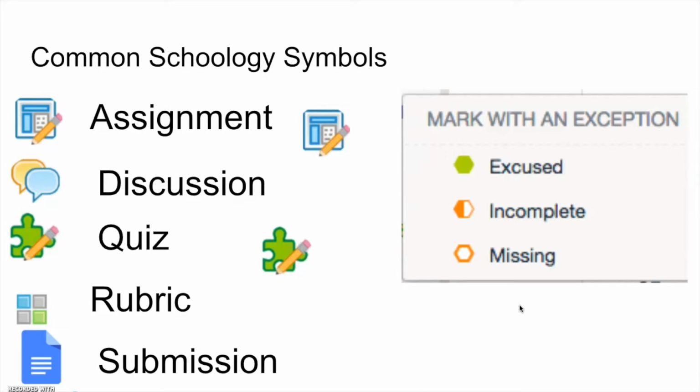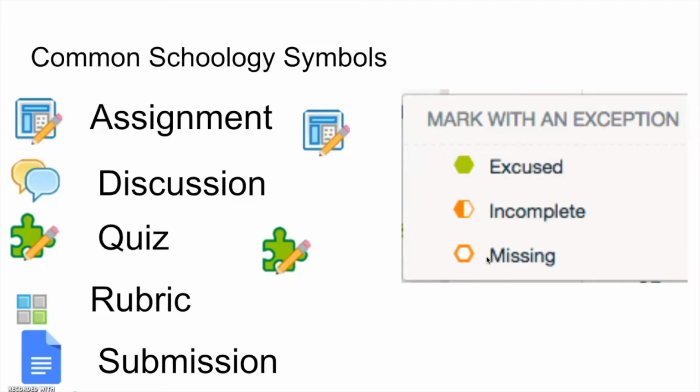Before we start, I want to go over a few icons that you might see when you log into your parent page or when you look at your student's Schoology page. Over here, we have some icons that will show up in Gradebook. This is for excused, so if you see this green hexagon, it means that the student was excused from the assignment. This is incomplete. If you see the half hexagon, it means the student did not complete the whole assignment. And this hexagon, the empty one, means that the assignment is missing, so the student did not submit it at all.